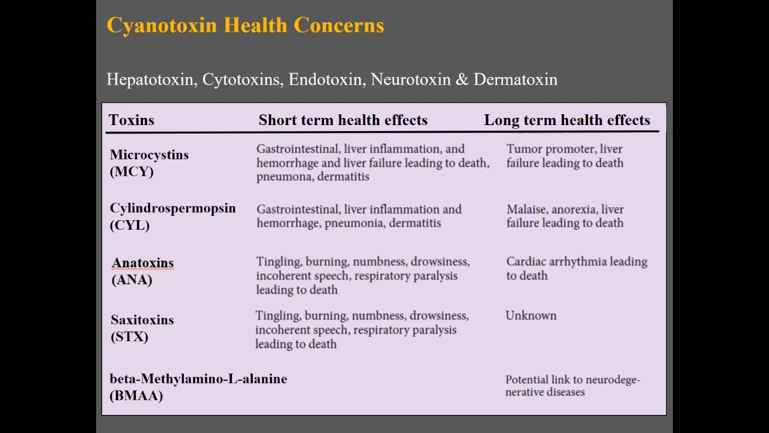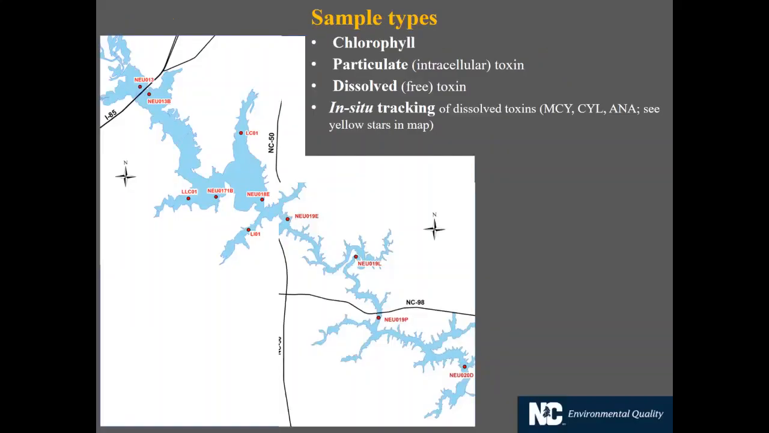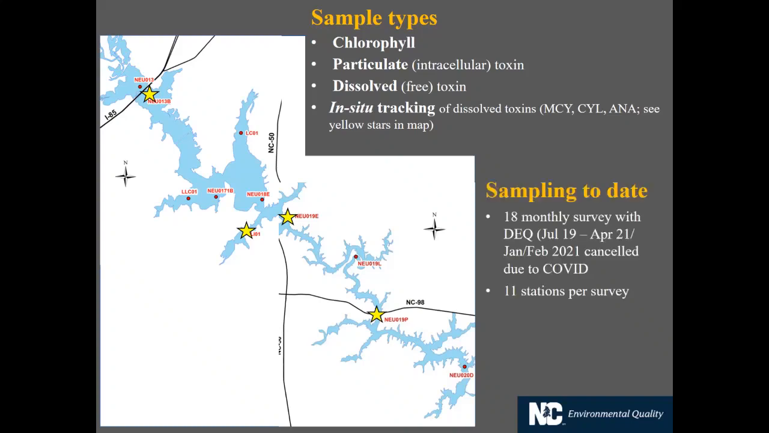Our project was sampling for all of these toxins. So we were going out with the Department of Environmental Quality and collecting samples at all of these 11 stations that you see here. We were analyzing samples for chlorophyll, particulate, and dissolved toxins, so the part of the toxin that is still inside the algae versus the dissolved fraction in the surrounding water. And then at 4 of these locations, we also deployed in situ tracking devices. I will explain what they are in the next slide. To date, we have finished 18 monthly surveys. We only missed January and February of this year due to COVID restrictions.